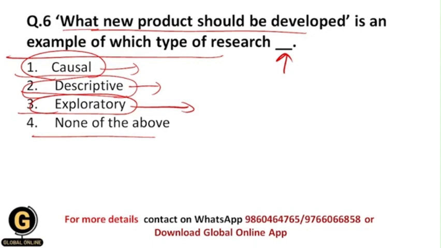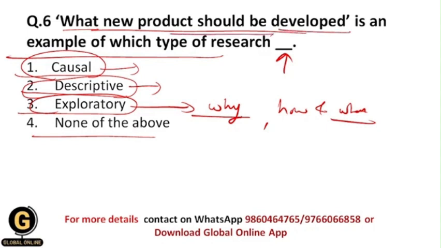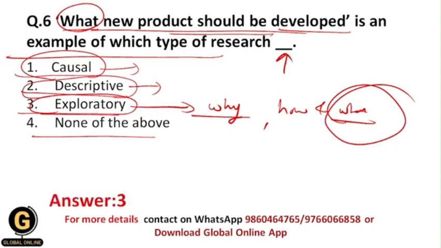So basically exploratory research type is incorporated so that I will get the answers to the questions why, how and what. So if I want the answer for this question, what new product should be developed, then for this kind of question I will follow exploratory research, because here I will be getting the answer for what. Okay, what. And that's why the correct answer over here is third, that is exploratory research type.